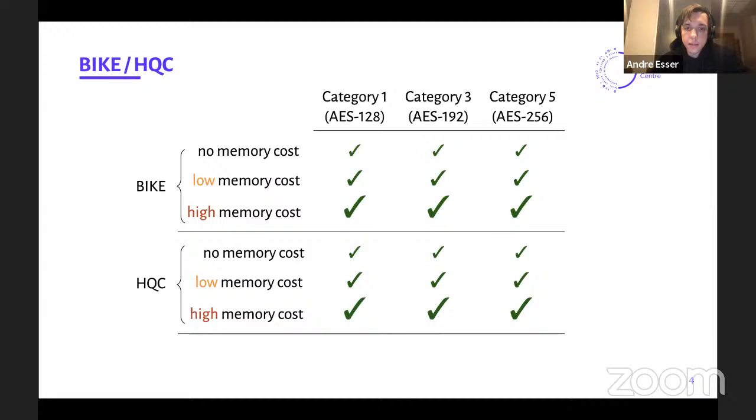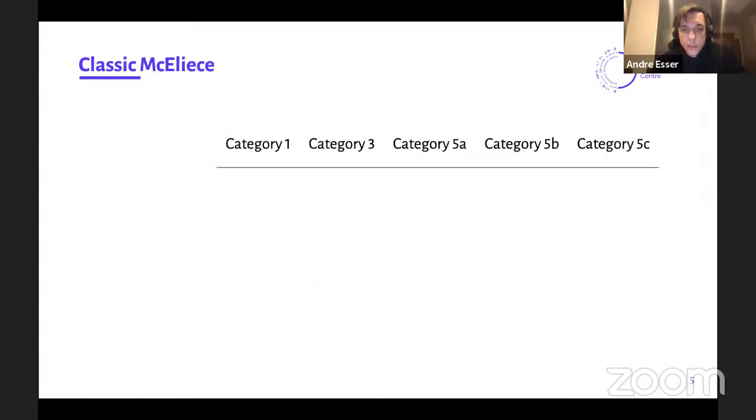And this is a result of the specific choice of parameters made in the BIKE and HQC schemes, which does not allow the ISD algorithms to benefit too much from the made algorithmic improvements, so they cannot leverage the memory to its full extent. Things change a bit if we look into the Classic McEliece submission.